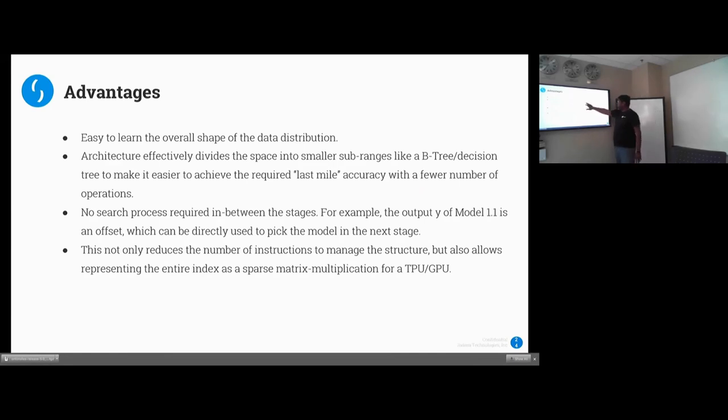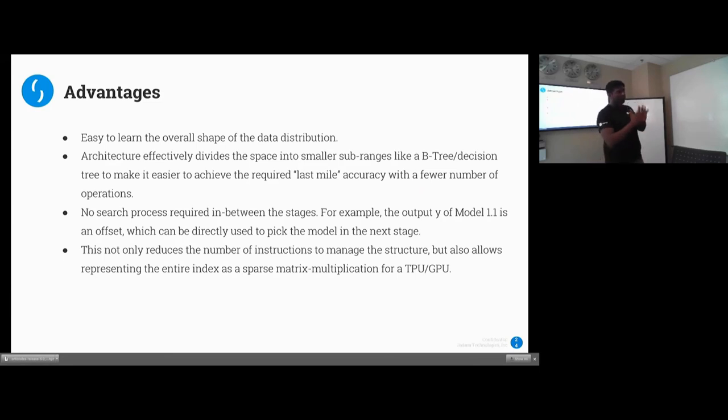What it really does is divide the space into smaller sub ranges, similar to a B-tree or a decision tree. So there is a fundamental change in how they are looking at this. There is no search process involved. If you look at a B-tree, what is the cost involved? That's a search. This is not a search. I'm giving the model an input and getting the next output, right? Which model I have to talk to. It is not a search. Search is very tedious.